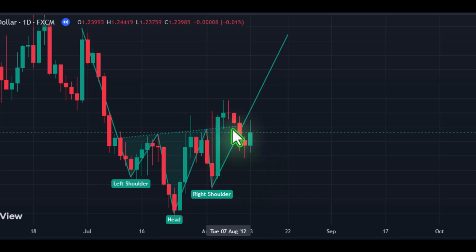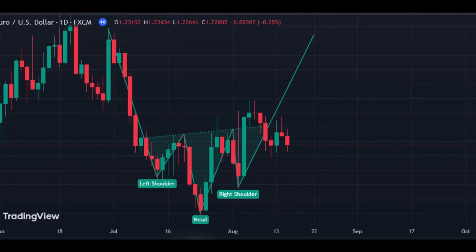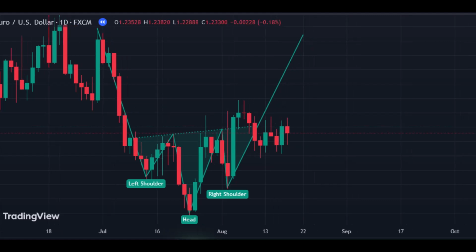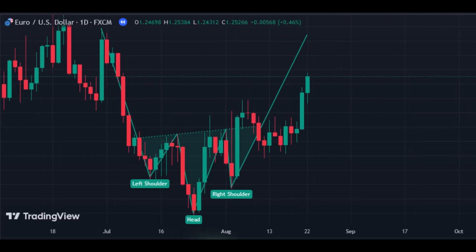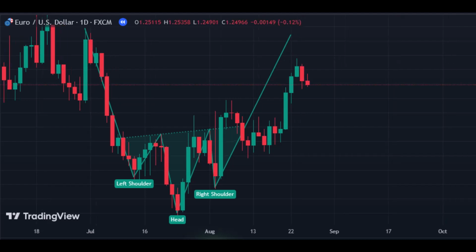So if we do not enter here and we saw this pattern at this point, then this is the best place for us to enter, because it has been offered much more cheaply. If you buy here, your stop will be here, and your target is here, your risk to reward ratio becomes much higher. So we have this, and see how price is going. Price kept on going.